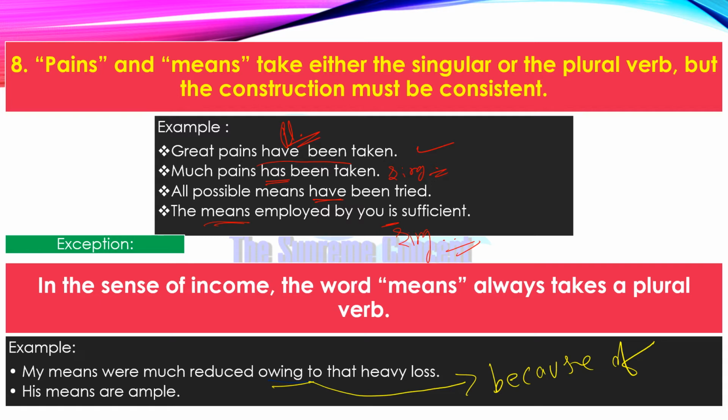Here, as you can see, we used were. As per the first concept, for pains or means we can use either plural or singular, but it has an exception: if we consider income, then means always takes a plural verb. Another example is: his means are ample. Here for means we used the plural verb form. Ample means plenty, more than enough.